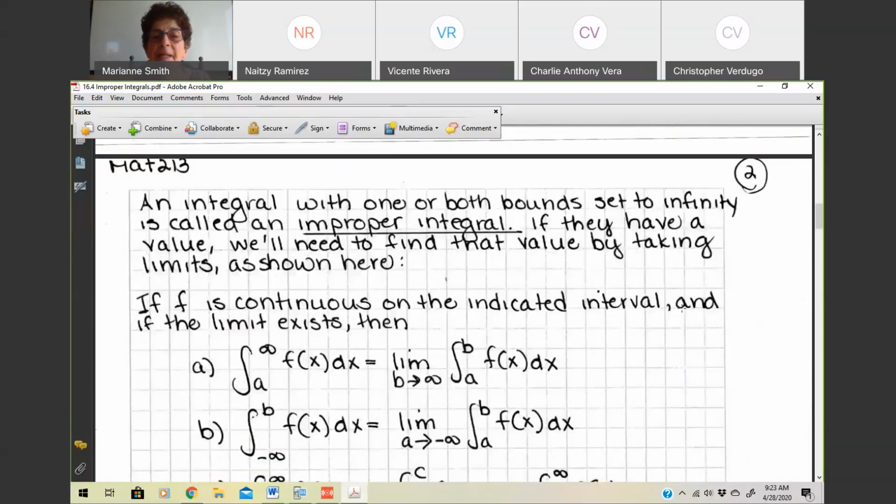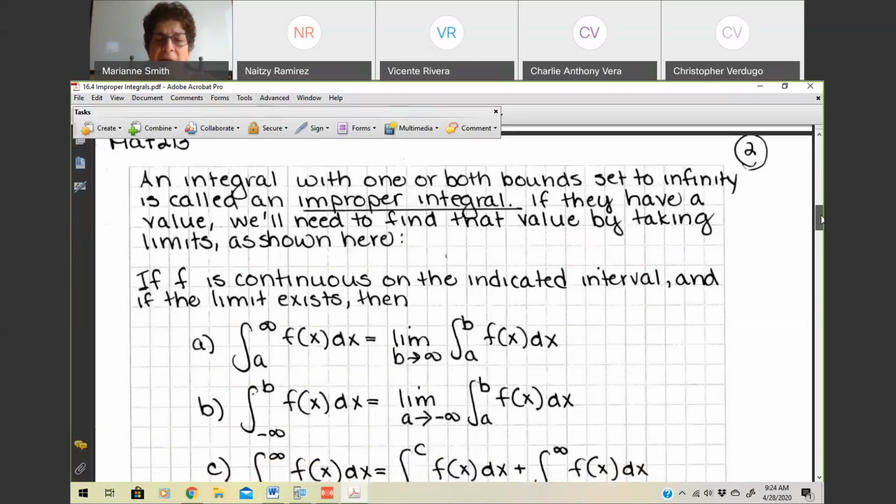So an integral that has one or both bounds set to infinity, and remember, if it's the lower bound, it's going to be negative infinity. The upper bound will be positive infinity. It's called an improper integral. And if the value exists, namely the integral isn't infinite, then we need to take a limit in order to find that value. So here's the statement of how improper integrals work.